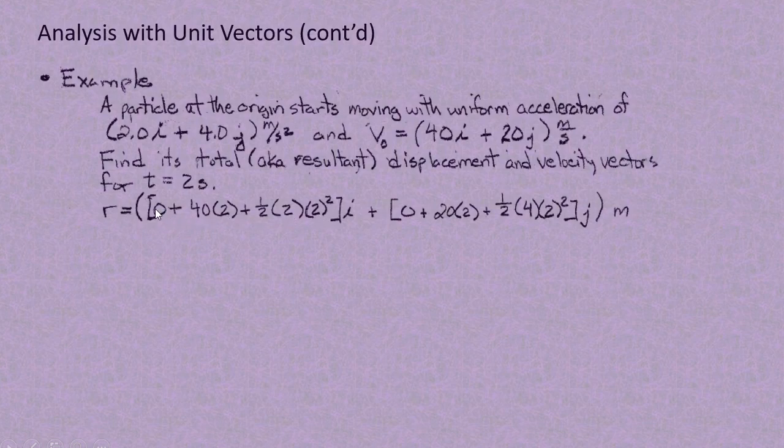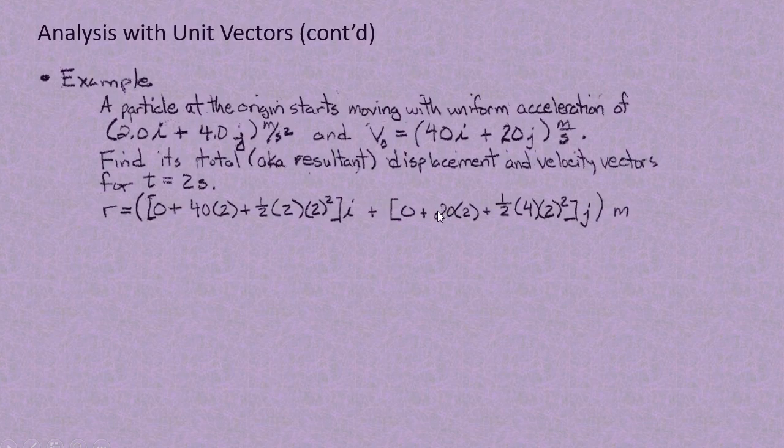This is x sub naught. This is v sub naught x times time, 2 seconds, and this is 1/2 times a sub x times time squared. Over here, we're also putting in y sub naught, and again, these x sub naughts and y sub naughts are 0 because the particle started at the origin.